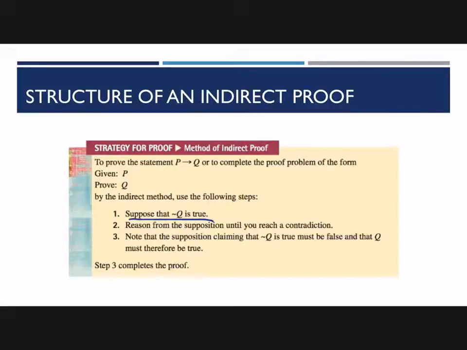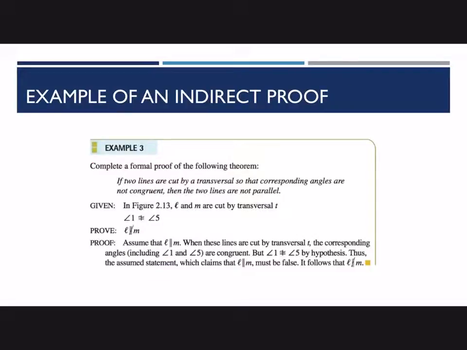So we will start with that assumption and then continue using definitions, postulates, and theorems as we've done before, and then hopefully we get to a contradiction. And if we do, we know that this means that not Q must be false, and therefore that Q must be true. So if not Q is false, then Q is true. All right, so this takes a little bit of getting used to. It's a different way of thinking about these proofs.